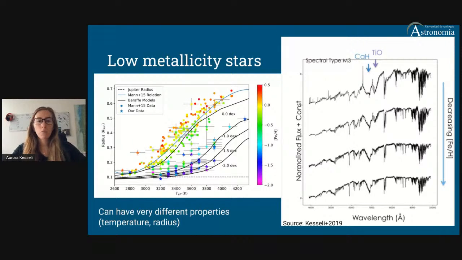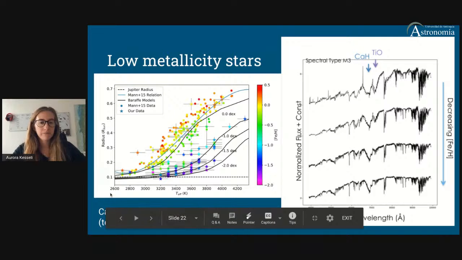So then what I found is that for a given effective temperature, where each of these points here is a star in the sample that I looked at, colored by their overall metallicity, the radius of a star can change by up to a factor of 5 for different metallicities, from the lowest metallicity stars to the highest metallicity stars.